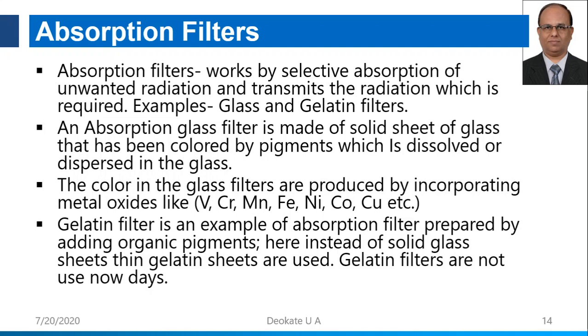A gelatin filter is an example of an absorption filter prepared by adding organic pigments. Here, instead of a solid glass sheet, a gelatin sheet is used. You may have seen these gelatin filters when focusing different colors; for color focusing, we use these gelatin filters. Initially they were used, but now they are not used in instruments because of certain limitations.